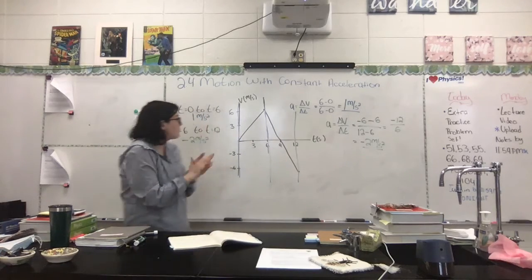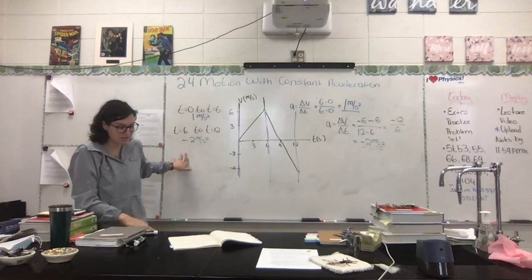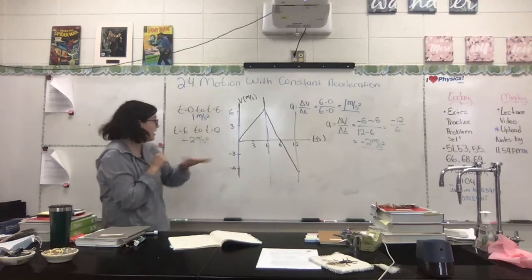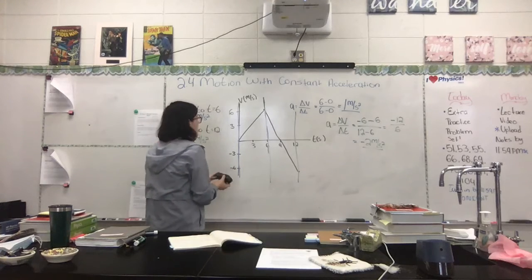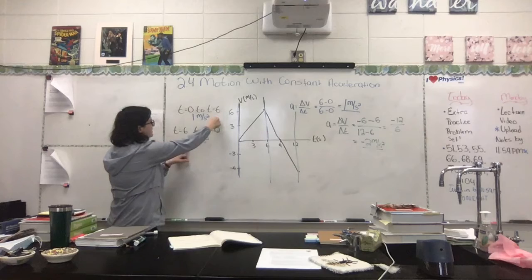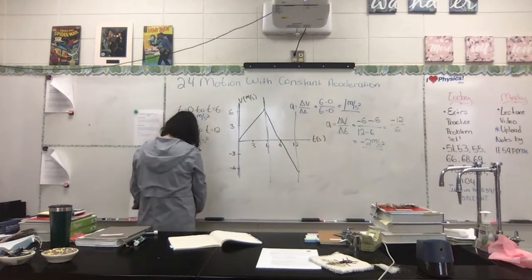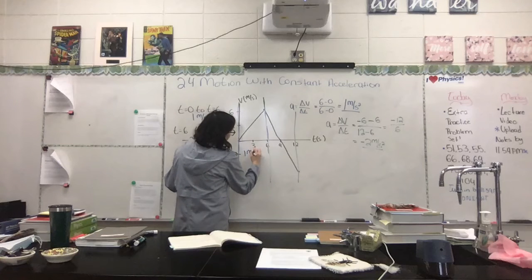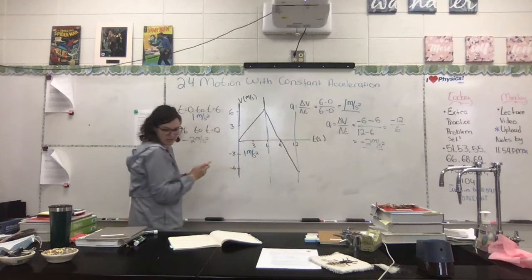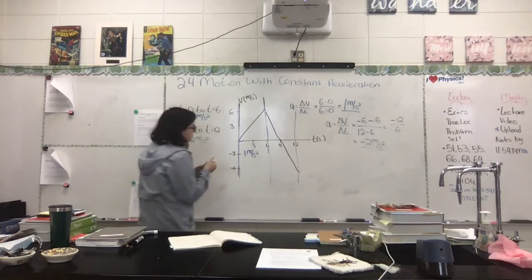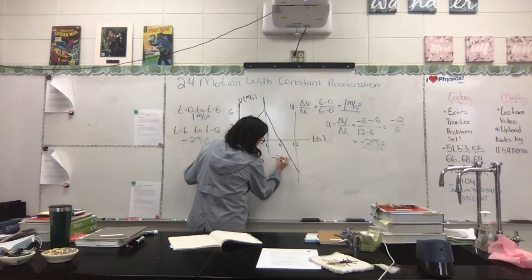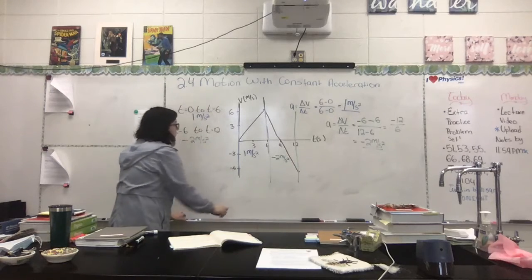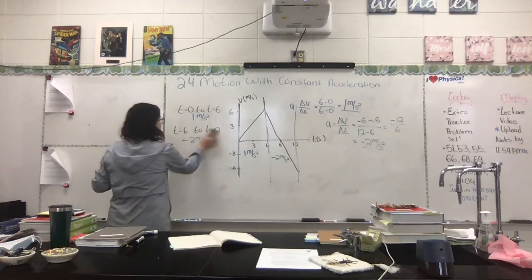All right, what we want to do now that we have this information is we actually want to draw the acceleration versus time graph of this graph, okay? So we know that the acceleration in this segment is 1 meter per second squared. And we know that for the other segment, it's negative 2 meters per second squared. So I'm going to go ahead and erase all this work so we can draw the new graph.